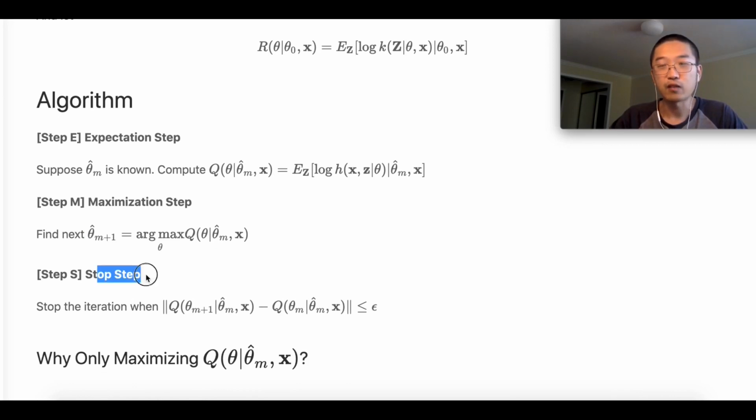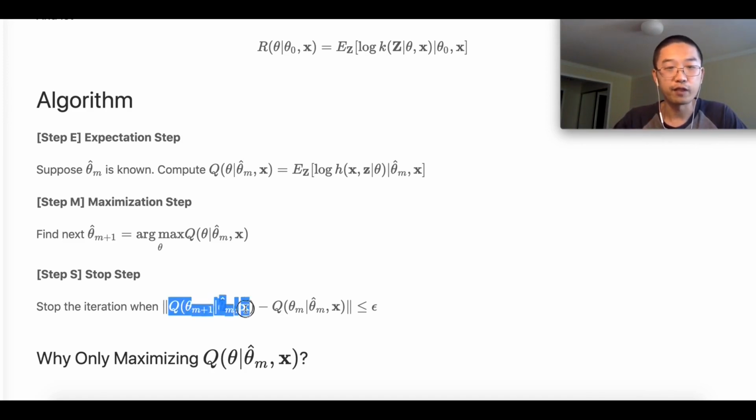And how do we stop that? When we use computers, there will be errors, and there are numerical things we have to be careful about. So if the value of q given theta m plus 1 minus the previous q value given theta m is less than a certain threshold, we're going to stop. That's the condition when we stop it.